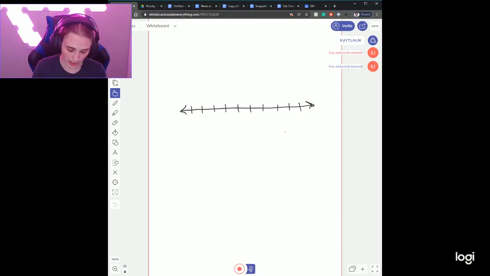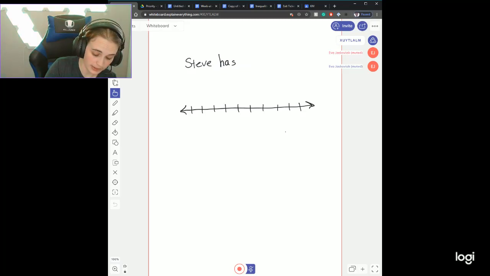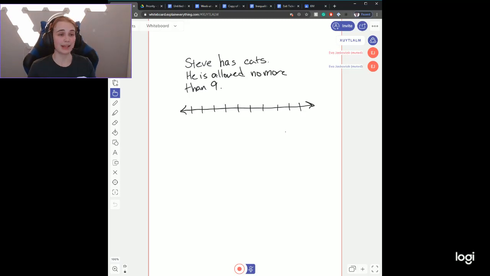If I am looking at an inequality, now by this point, if you're graphing it, you've already solved the inequality. I gave you something crazy, and now you have a solution. Or I'm just giving you the solution, right? Let's say, pick a name, Steve. Steve has cats. He is allowed no more than 9 cats. So how many cats could he have?